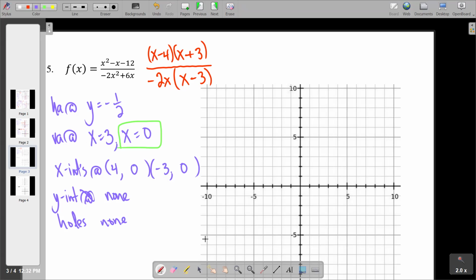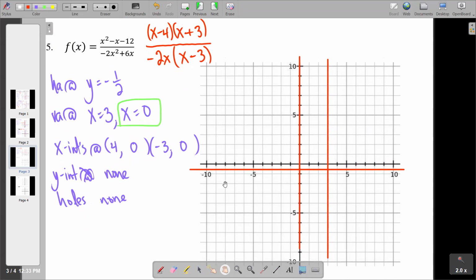So let's graph. Horizontal asymptote, same as before, at down 1/2. Two verticals, at 3 and 0. And then really the only further information we have from here is as many points as we can get, and we don't have a ton. This one's not very helpful, but a little bit. So we're going to go to the x-intercept at (4, 0), 1, 2, 3, 4, 0. And then there's another x-intercept at negative 1, 2, 3, 0.